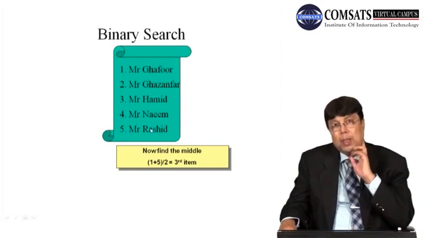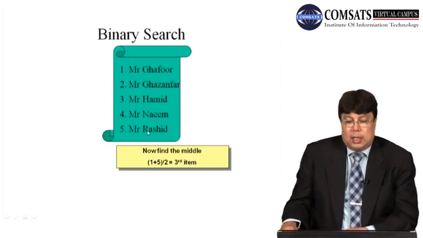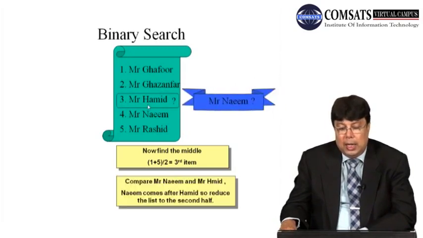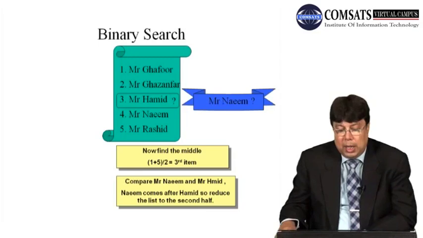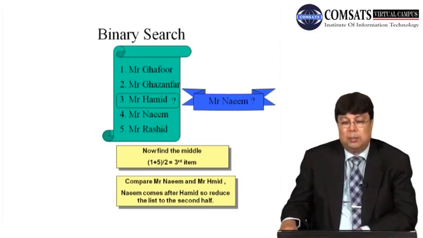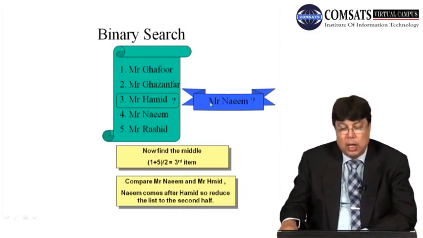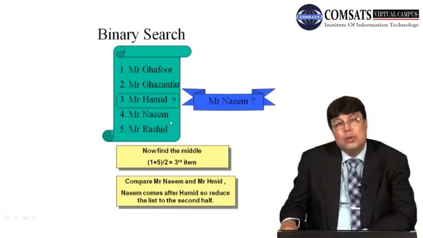The same algorithm, find out the middle. That says 1 plus last, which is 1 plus 5 divided by 2, which is equal to the third element. We compare Naeem with Hamid. When we compare Naeem with Hamid, Naeem comes after Hamid. Why? When you compare n with h, n is greater than h, so it means that Naeem comes after Hamid. So what do we do now?